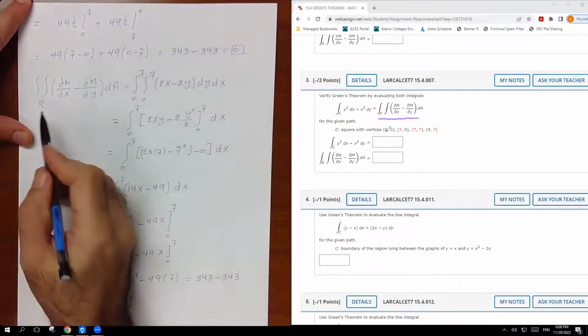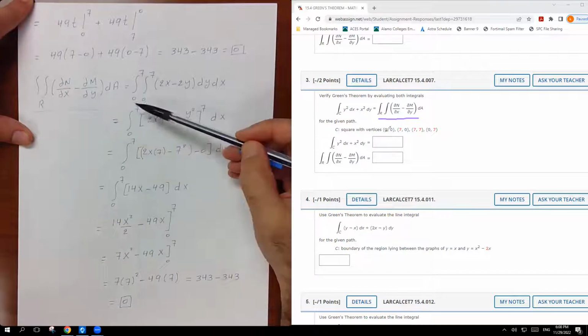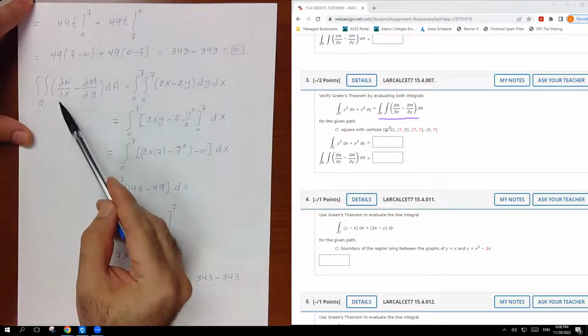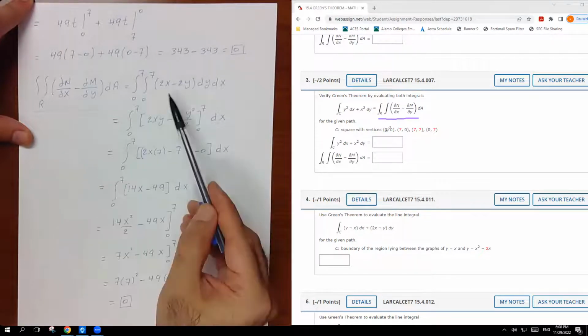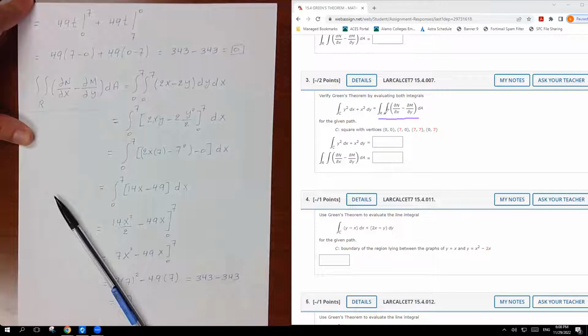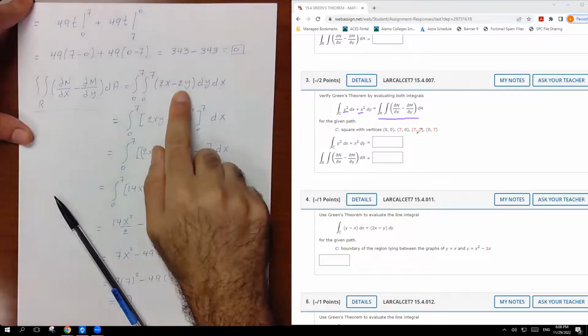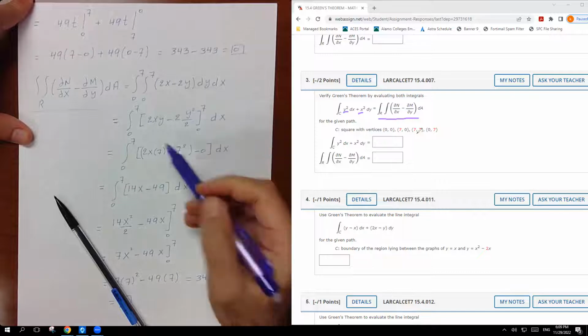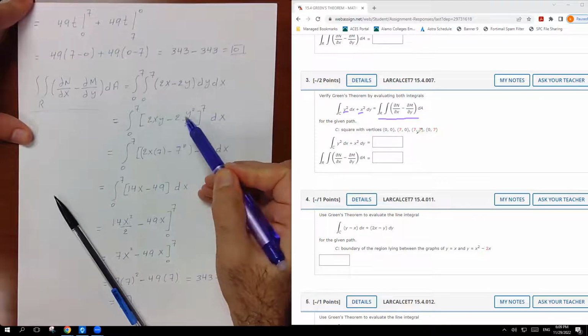Now let's find the second part, the integral from 0 to 7, 0 to 7. You have to go back to the function: this is m and here's n. The derivative of n with respect to x is going to be 2x, and the derivative of m with respect to y is going to be 2y. So it's going to be 2x minus 2y dy dx. Let's keep going. Now find the antiderivative with respect to y, so it's going to be 2xy minus 2y squared over 2.